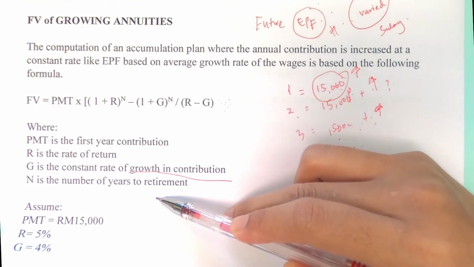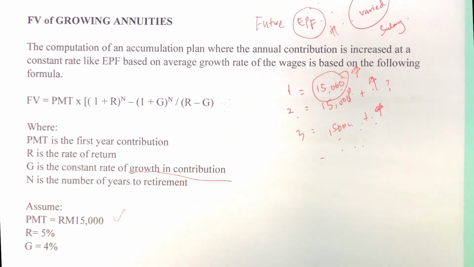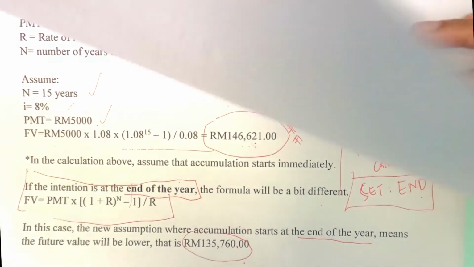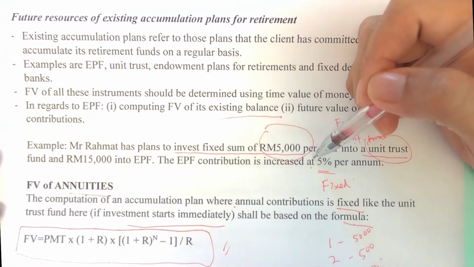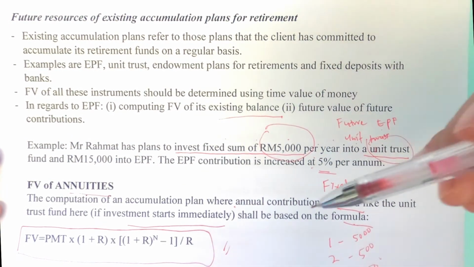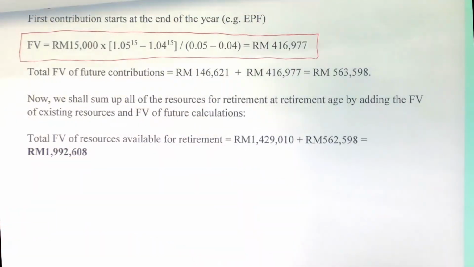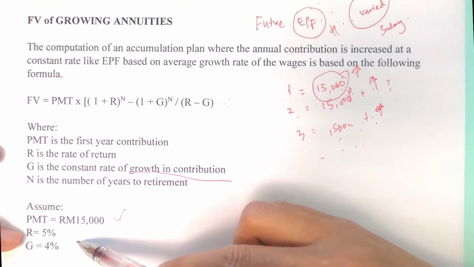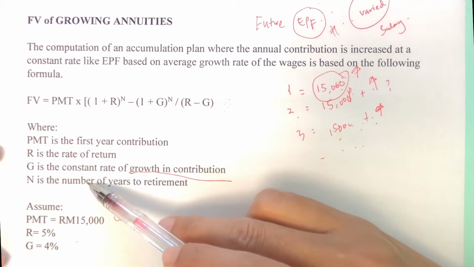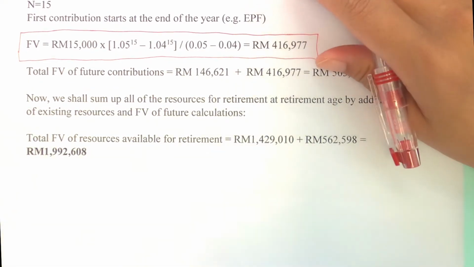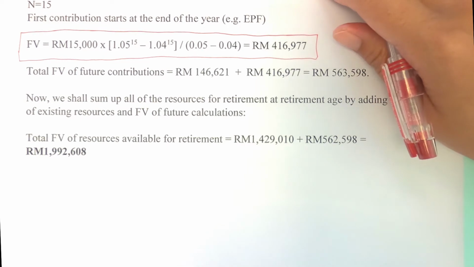Therefore, if you assume that the payment is 15,000 per year, as in the question given to us in the case of Mr. Rahmat, if you look at this question, Mr. Rahmat has planned to invest a fixed sum of 5,000 per year into unit trust and 15,000 into EPF. Therefore, in this case, PMT is 15,000. R, let's say we assume the rate of return is 5%. The constant rate of growth in contribution is 4%. N is 15 years.